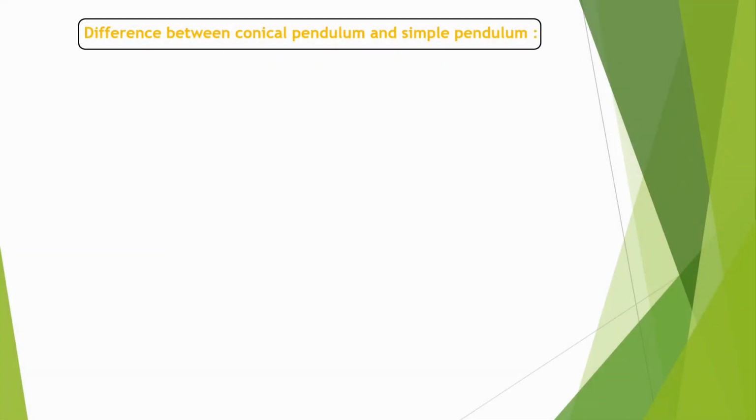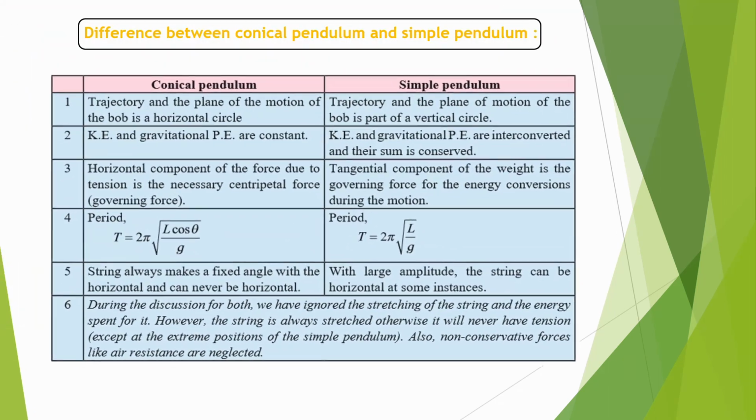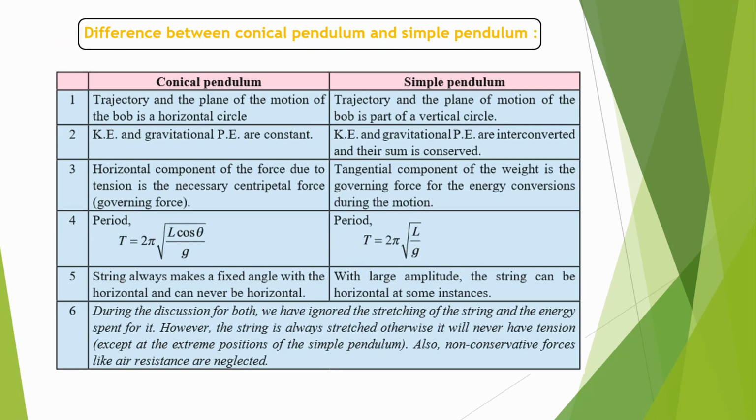In this session we will start the first topic, the difference between conical pendulum and simple pendulum. See the distinguishing points between conical pendulum and simple pendulum. The first point is, in a conical pendulum, the trajectory and the plane of motion of the bob is a horizontal circle. In a simple pendulum, the trajectory and the plane of motion of the bob is part of a vertical circle.